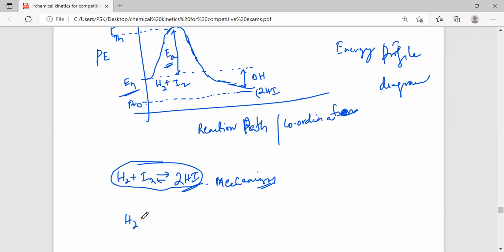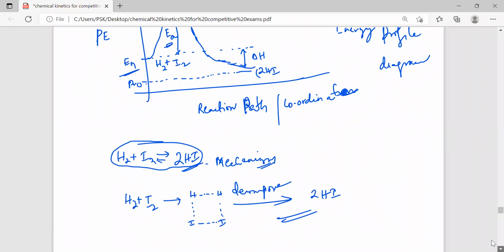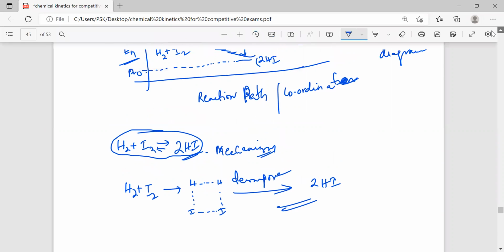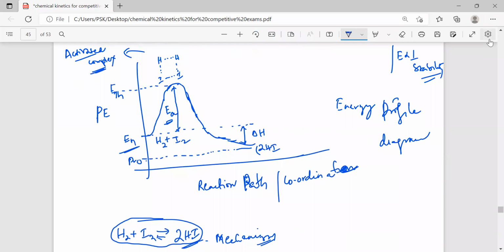Now the reaction as per the mechanism is H2 plus I2. They react to form an intermediate compound. This intermediate compound which is formed is unstable. They decompose to form product. This is the mechanism of the reaction, which can be understood by collision theory. Did you follow this graph and explanation?